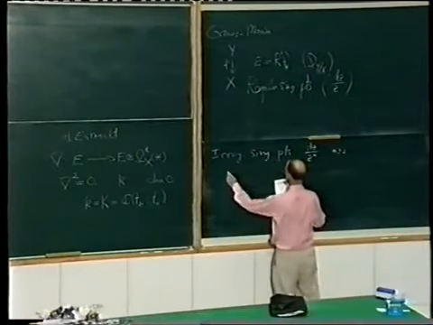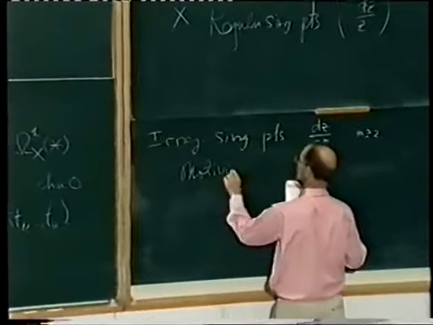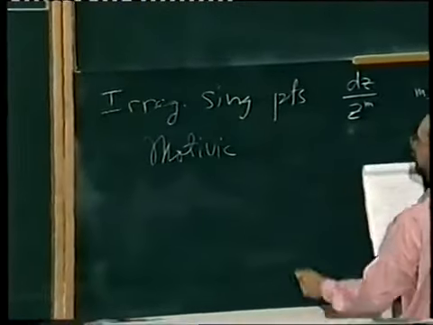So perhaps under irregular singular points, I'll write motivic, what do I say, motivic properties.